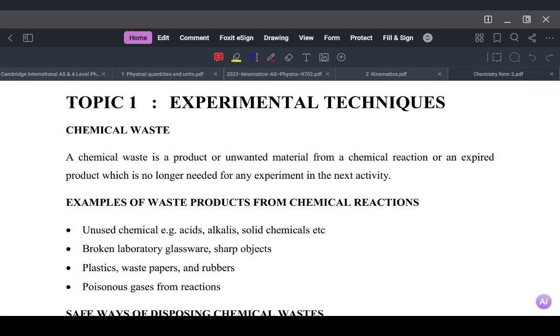Welcome to the first topic in MSCE Chemistry, which is called Experimental Techniques. This is Form 3 Chemistry.